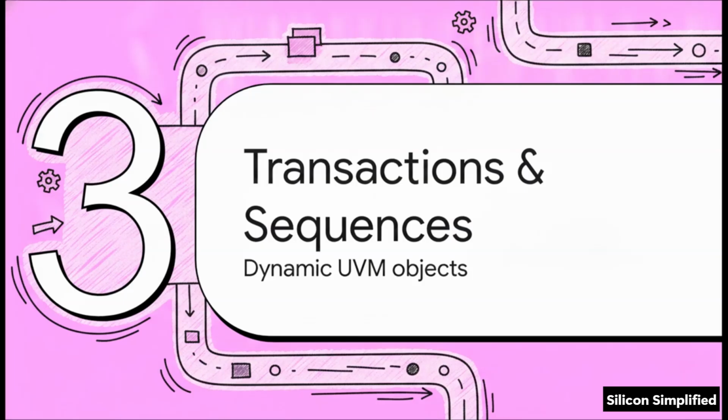Okay, Section 3, transactions and sequences. The really crucial point here is understanding exactly what is flowing through our factory. We have our static components set up, so now we need to look at those dynamic UVM objects.